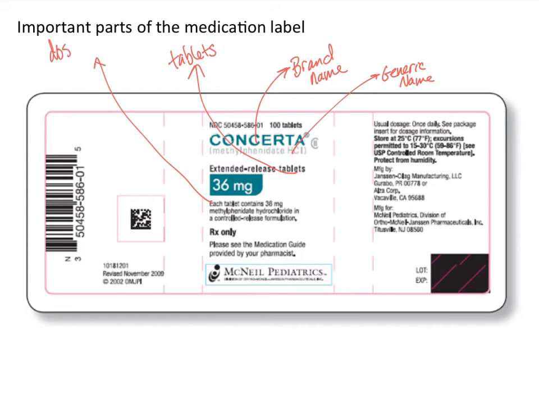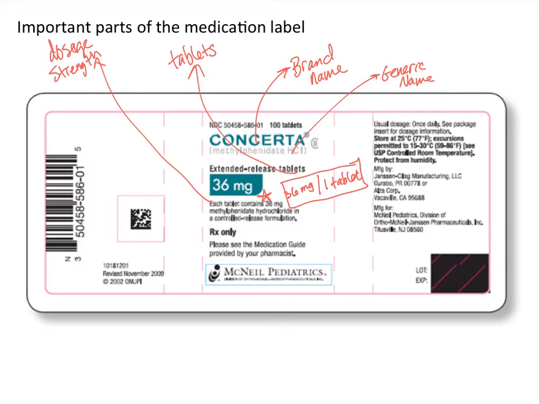This is the dosage strength, also known as the concentration. This is going to be potentially one of the most important pieces that we'll use for dosage calculations. And this is 36 milligrams per one tablet. Absolutely, you will need that information on this label.